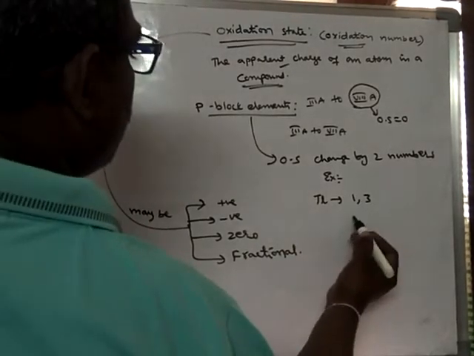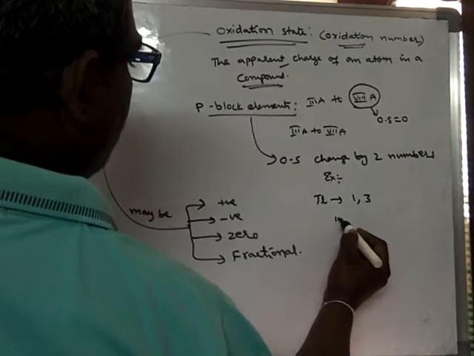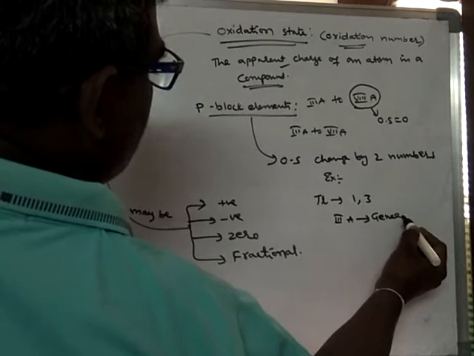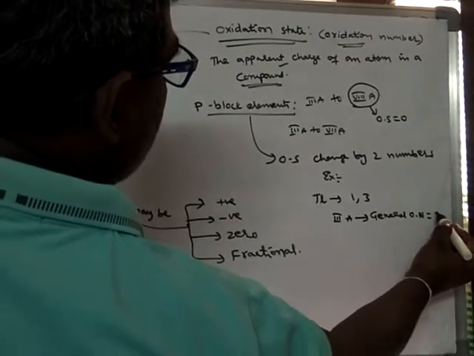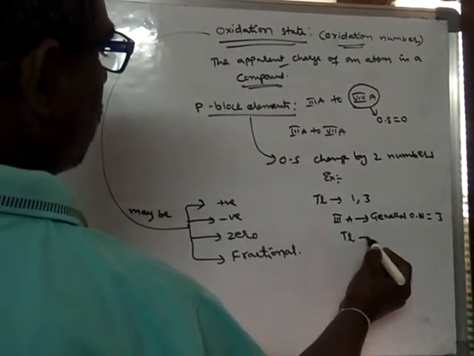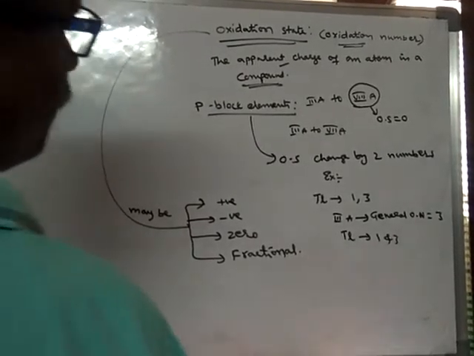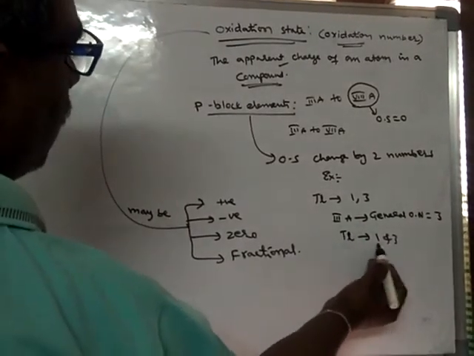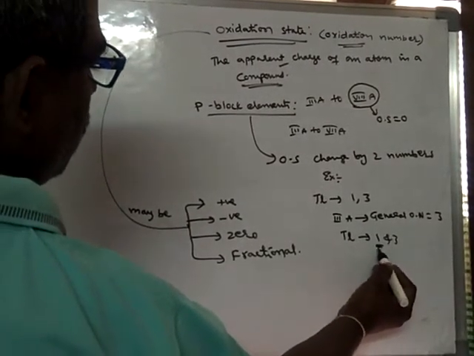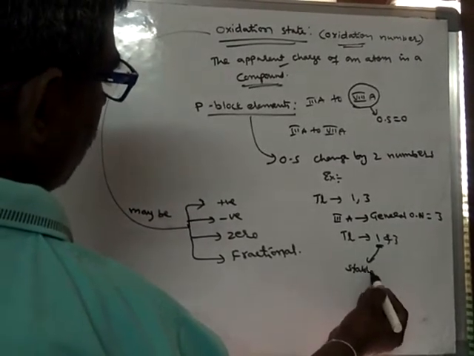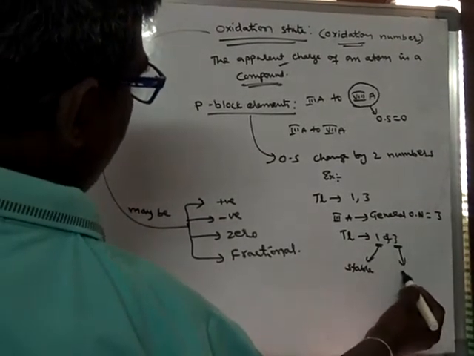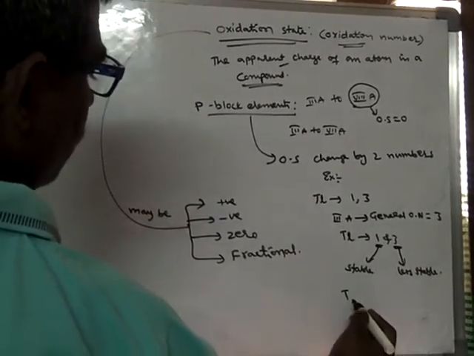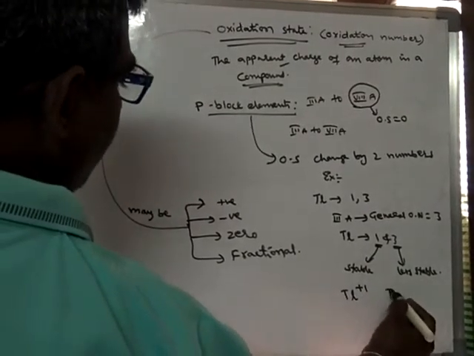For third A, the general oxidation state is 3. But thallium, which belongs to third A, possesses both 1 and 3. One is the stable oxidation state, but the other is the less stable oxidation state. So thallium forms +1 and even +3.